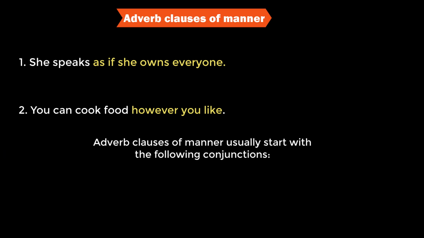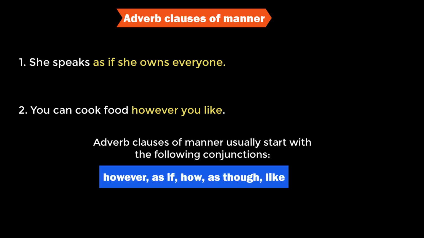So these sentences are adverb clauses of manner. We call them adverb clauses of manner. And these generally start with conjunctions such as however, how, as if, as though. All right? These generally start with these conjunctions. Now guys, I told you in the beginning of the lesson that adverbs also give information about adjectives and adverbs. So now let me give you some examples where they modify adjectives and adverbs.